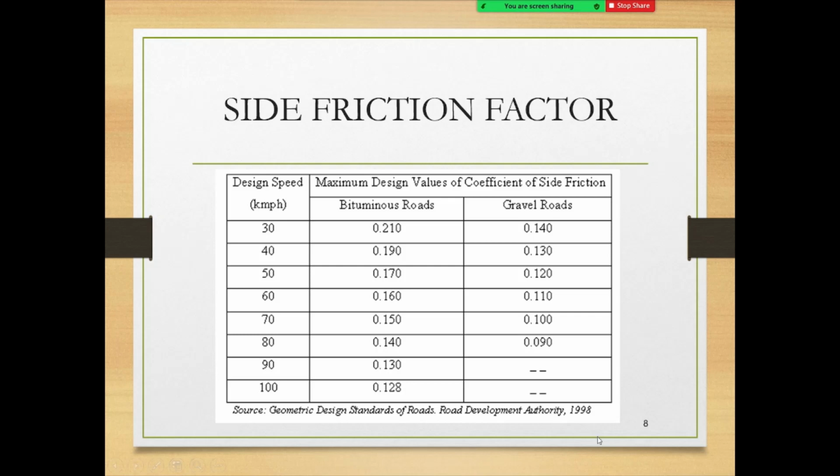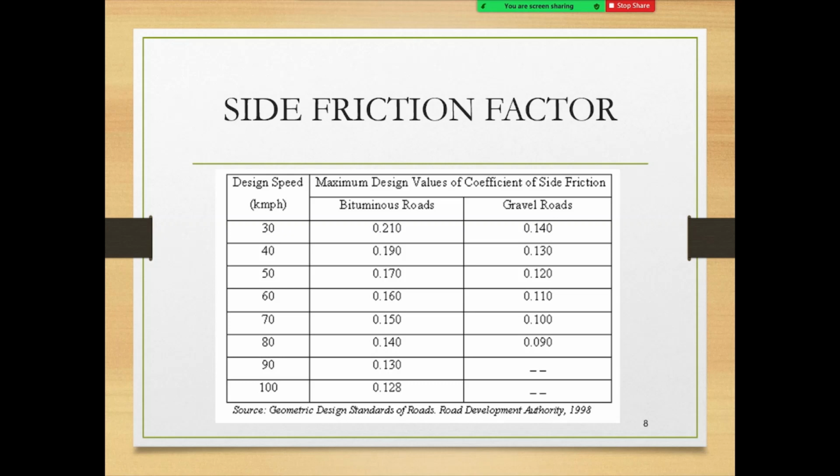Even though it says Road Development Authority, as far as I know, we haven't done any such research in Sri Lanka. So these are the values that have been extracted from AusRoads, the Australian Road Design Standards. So why do we use AusRoads? Usually we love to follow British or American standards. Why do we use Australian standards?